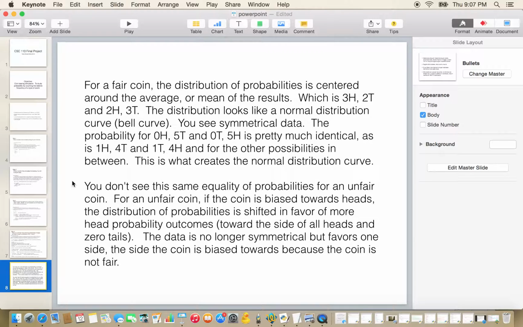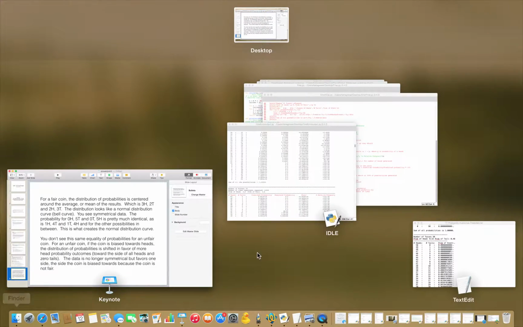However, for an unfair coin, you don't see this same equality of probabilities. If the coin is biased towards heads, the distribution of probabilities is shifted in favor of more head probability outcomes, towards the side of all heads and 0 tails. You could see that the data was no longer symmetrical, but was shifted for me to the left, towards 5 heads, 4 heads, the more head probabilities. So it becomes obvious that you no longer have a fair coin, and I can show you that in the predicted probabilities.